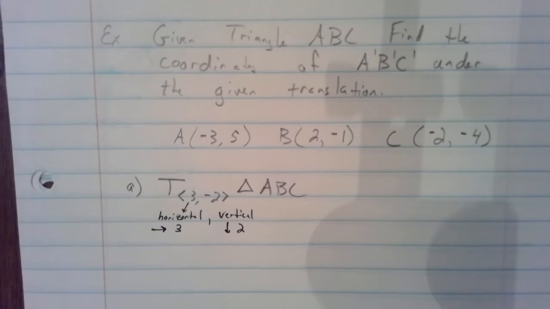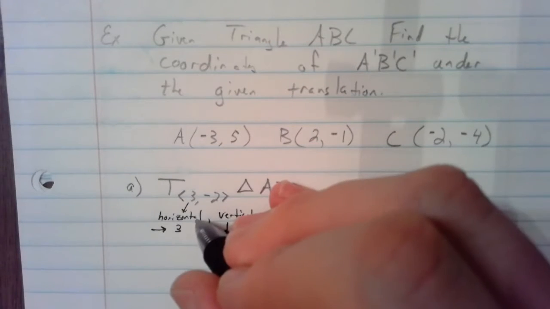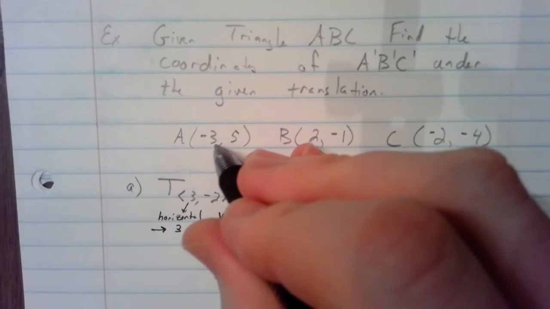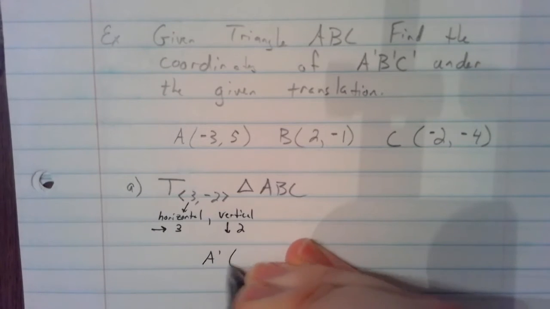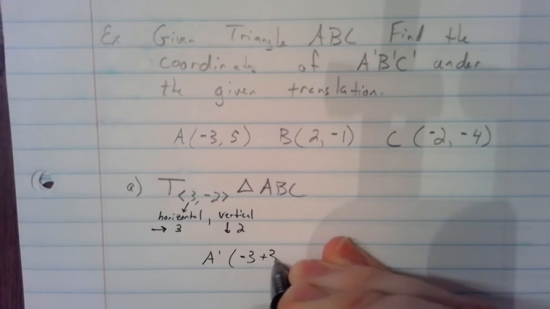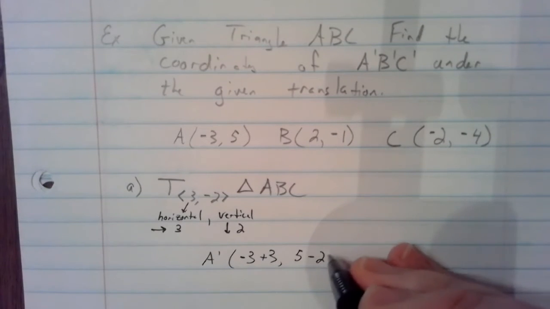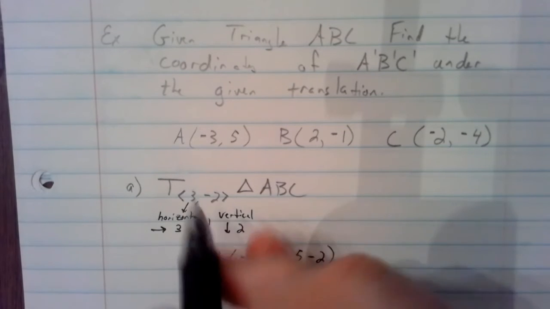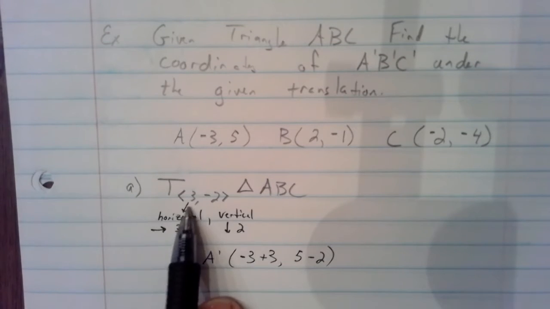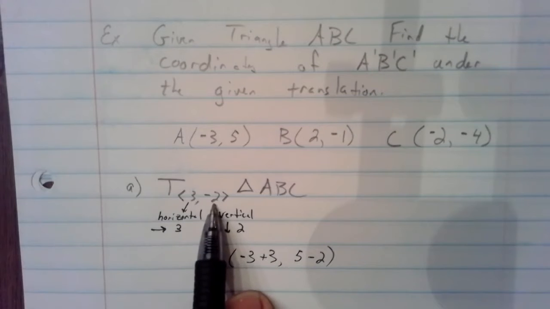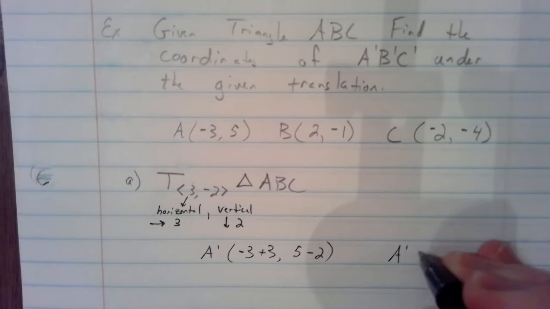So again, you can picture this in your mind, right? If I'm at -3 and I move horizontally 3 spaces to the right, I'm going to end up at 0. But I can do that by simply putting A prime will be -3 plus 3, and then 5 minus 2. So you can see that this -3 comes from that part, this 5 comes from that part, and then this 3 goes right here, and this -2 goes right there. And so I can see that A prime is going to become the point 0, 3.